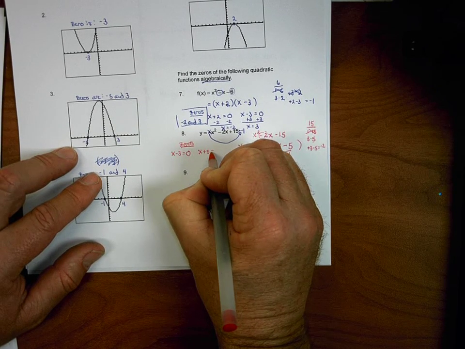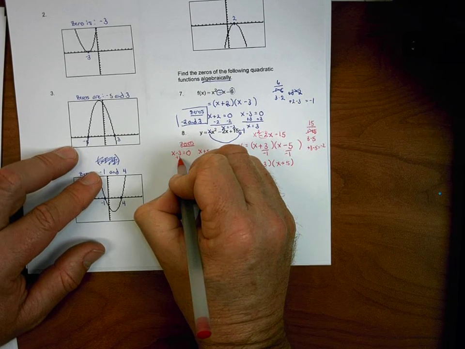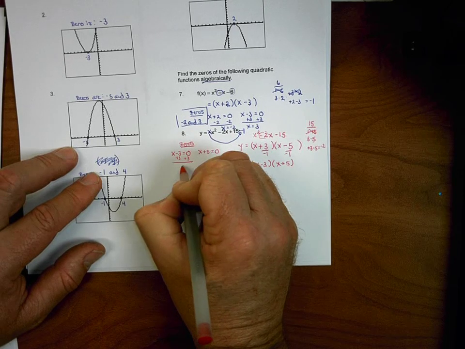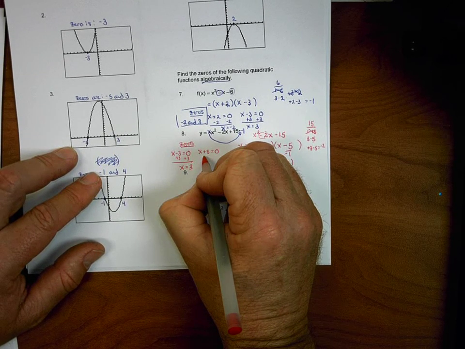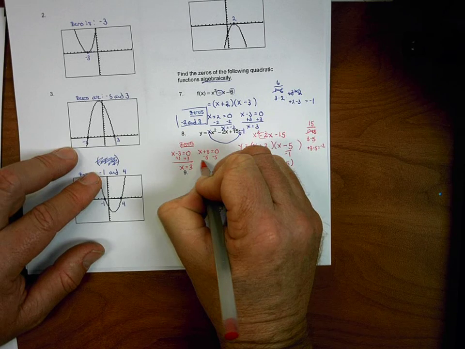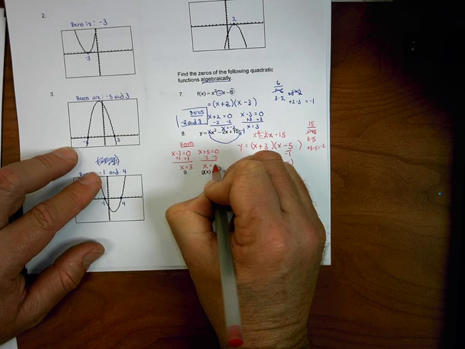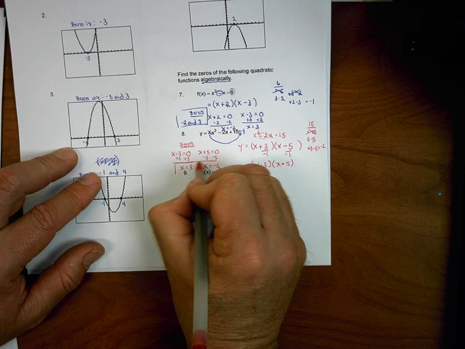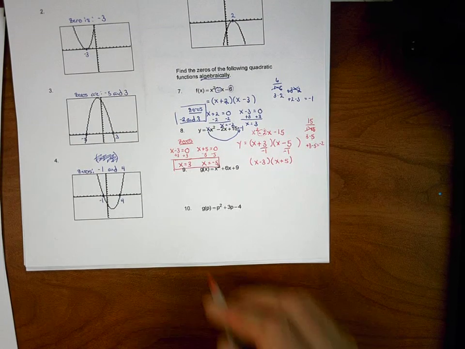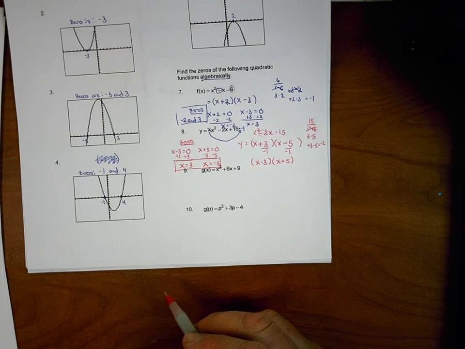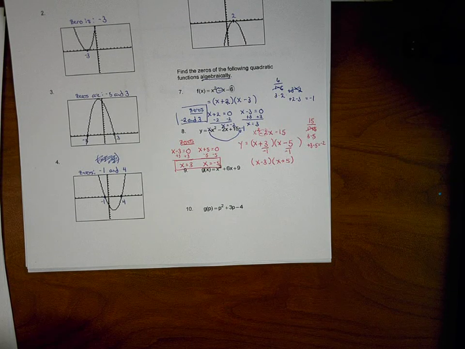Okay? So, solving this out, I add 3 to both sides. That gives me x equals positive 3. That's a zero. Solving this equation out by subtracting 5 from each side, I get x is equal to negative 5. So, my zeros are positive 3 and negative 5. And you can write it like this if you want to. x equals 3 and x equals negative 5.